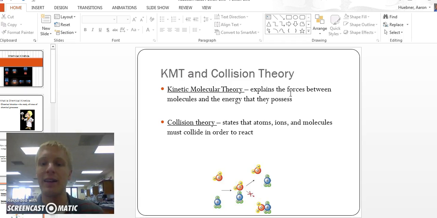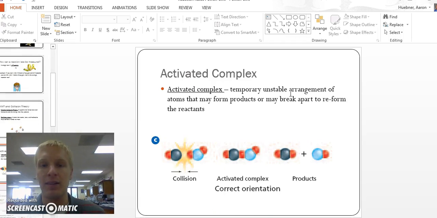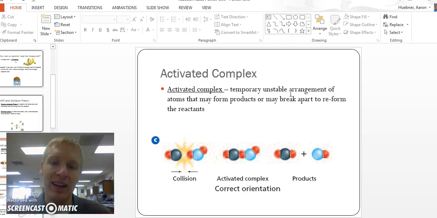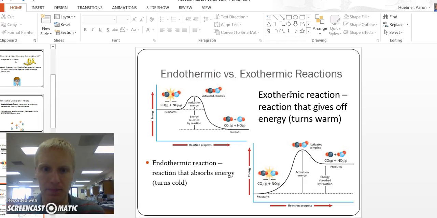And that is when an activated complex is formed. What's an activated complex? It is the temporary intermediate between the reactants and the product. So when you have two reactants come together, they're going to collide and form this activated complex. And then they're going to split apart and either reform into the reactants or into the products.